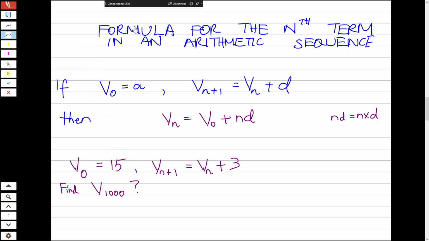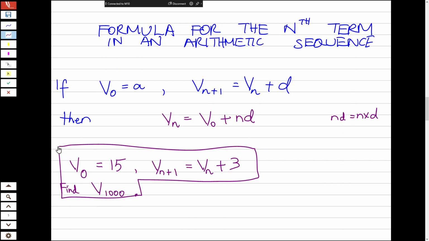So, this suggests that I've lost you. So here's the question. This is the recurrence relation. V0 equals 15. Vn plus 1 equals Vn plus 3. So I've got a sequence where I am adding 3 each time. I start at 15. I want the 1,000th term. So some of you will see this. Some of you will need to use the formula.